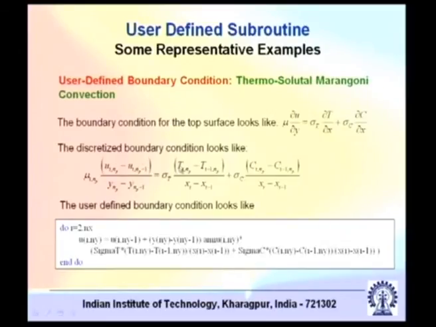The discretized boundary condition will look like this. So what you first do, you discretize the boundary condition. So you write this in terms of corresponding differences. So del u del y is like delta u by delta y.